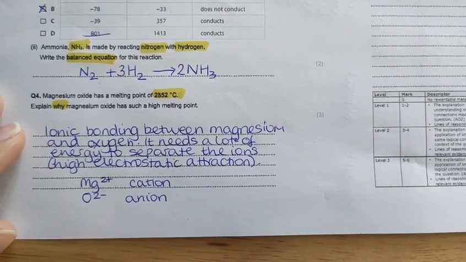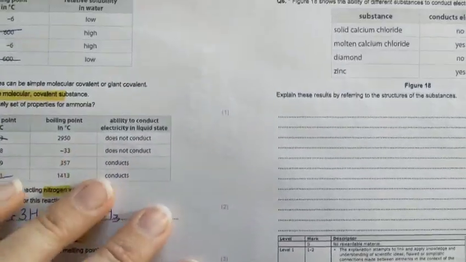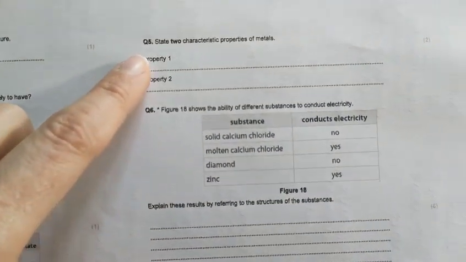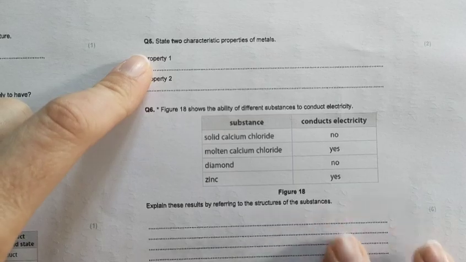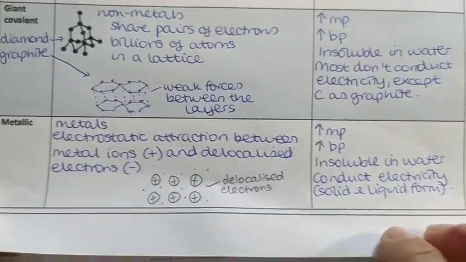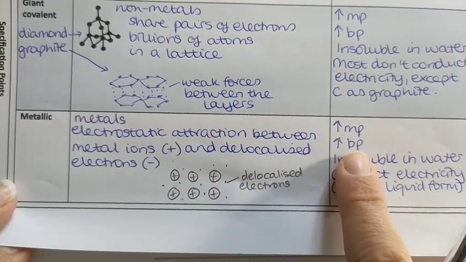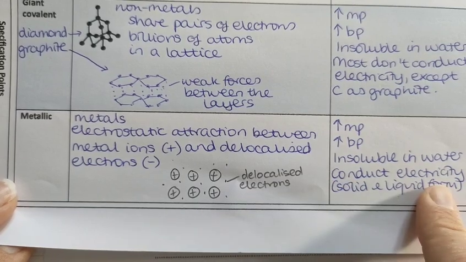There we go, got all those key points, those key words in there. So next one, state 2 characteristic properties of metals. So I'm just going to look back on here. I could probably do this without it because I can just think of metals, but I've got high melting point and high boiling point. Insoluble in water, conduct electricity.